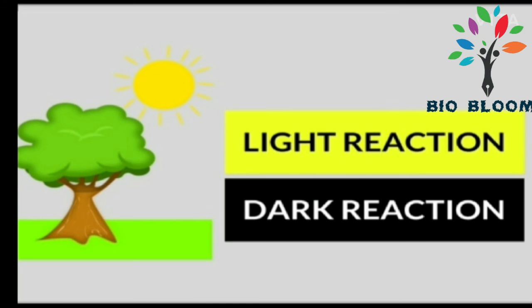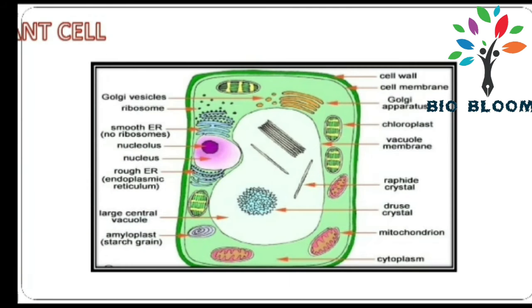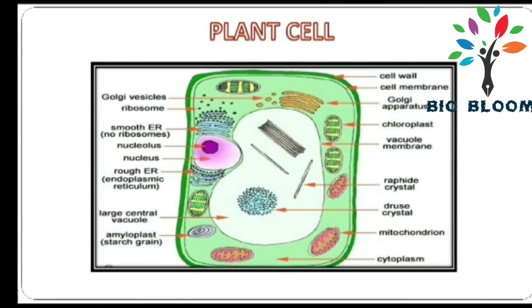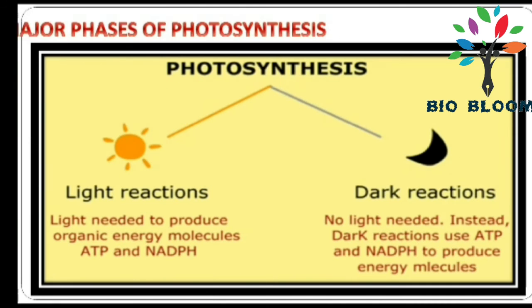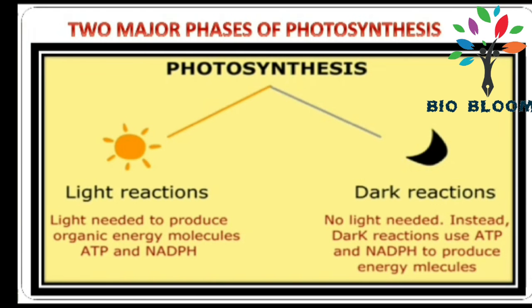In this video, let us see in detail about the light reaction, and in the next video, we will continue with the dark reaction. See here, the structure of a plant cell is given, and different organelles are given inside the cell. The important organelle, the site of photosynthesis, is the chloroplast. The green color of the plant is due to this chloroplast, and the pigment present inside the chloroplast is called chlorophyll pigment.